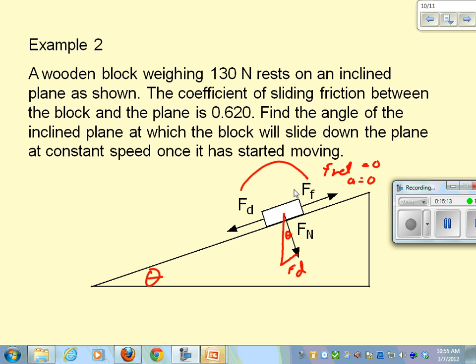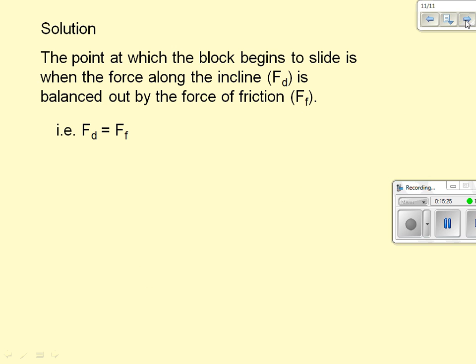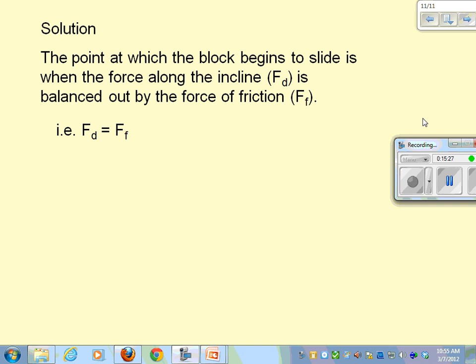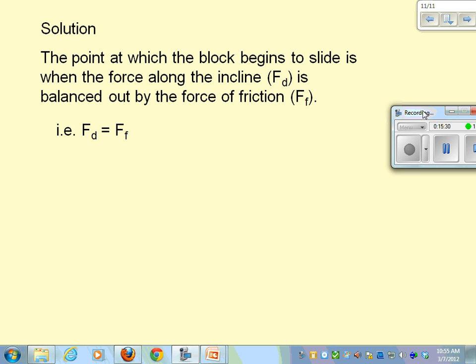How do we actually use them? Is that possible? Yeah, because the down force and the friction force would be exactly the same, right? Okay. We could probably, well, I know we can figure it out. In fact, yeah, we can do that. When we do the frictional coefficient lab, we'll do it. The point at which the block begins to slide is when the force along the inclined plane FD is balanced out by the force of friction.